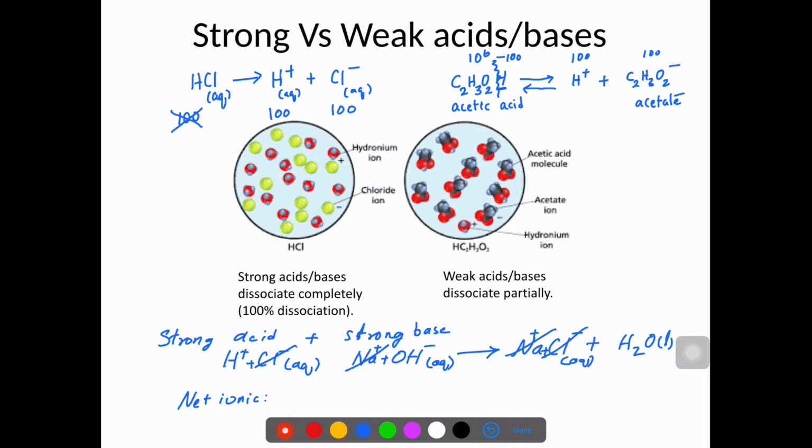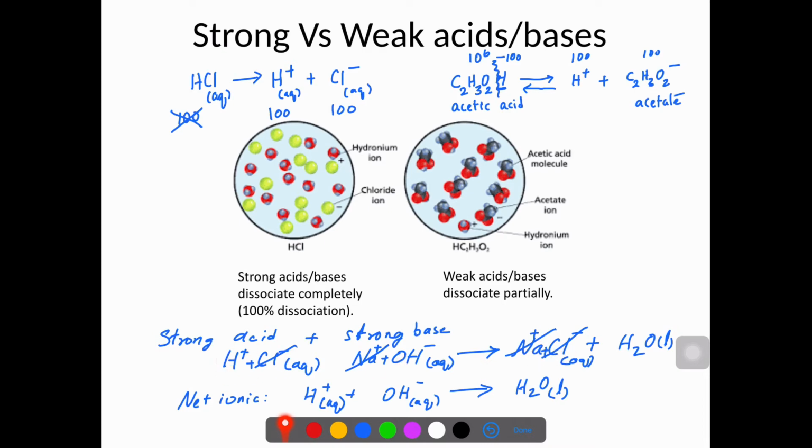And look at your net ionic: it's H plus and hydroxide going to water. Water is a molecular substance. Water doesn't dissociate into ions. It's a poor conductor of electricity. You don't have many ions in water. Only ionic substances that dissolve in water dissolve by breaking apart into ions. So that's why you separate them.